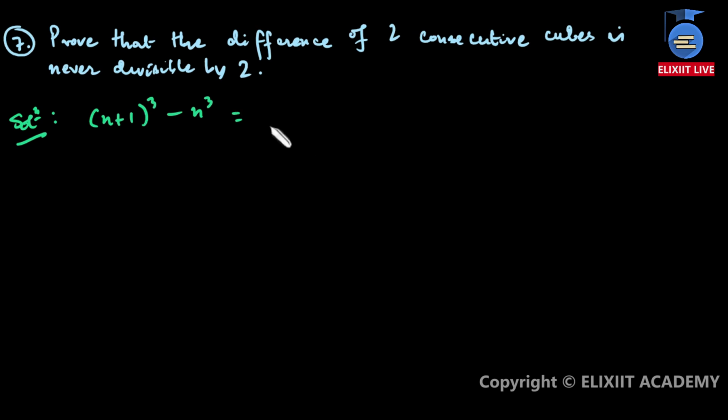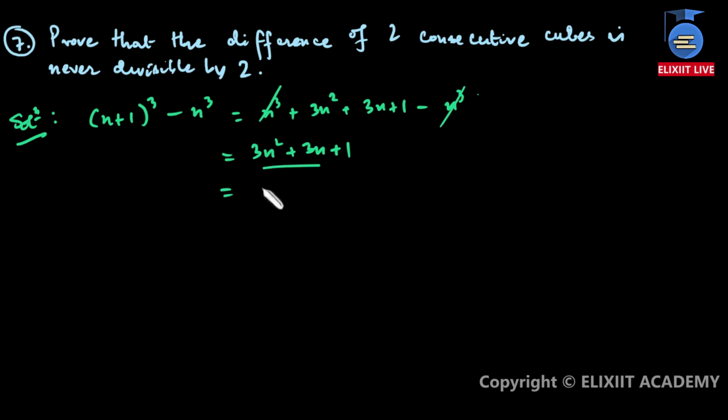Let's simplify this. (n plus 1) whole cube, using the (a plus b) whole cube formula, is n cube plus 3n square plus 3n plus 1, minus n cube. N cube cancels out. We have 3n square plus 3n plus 1, and from here you can take out 3n common, so this is 3n(n plus 1) plus 1, isn't it? That's what you're getting. You have to prove that this difference is never divisible by 2.